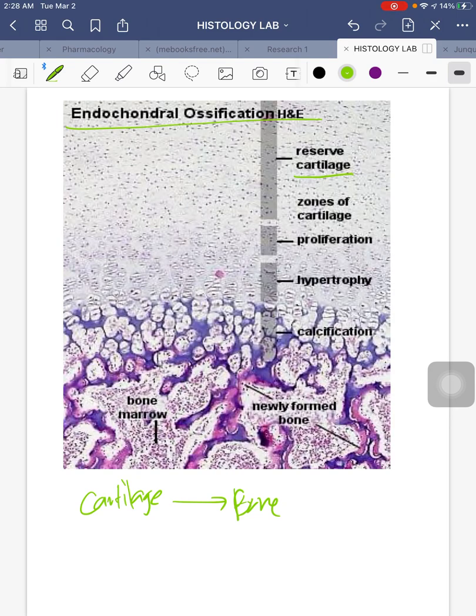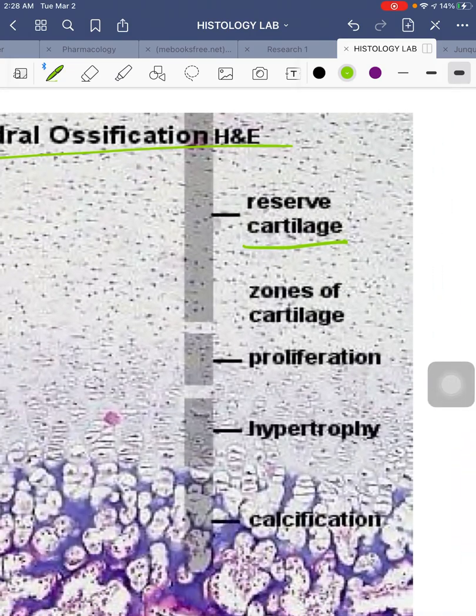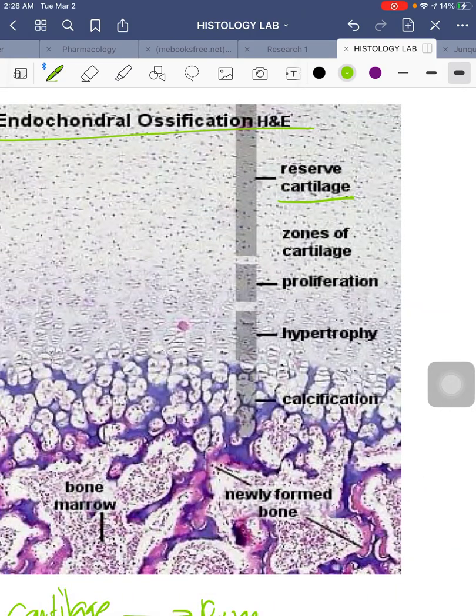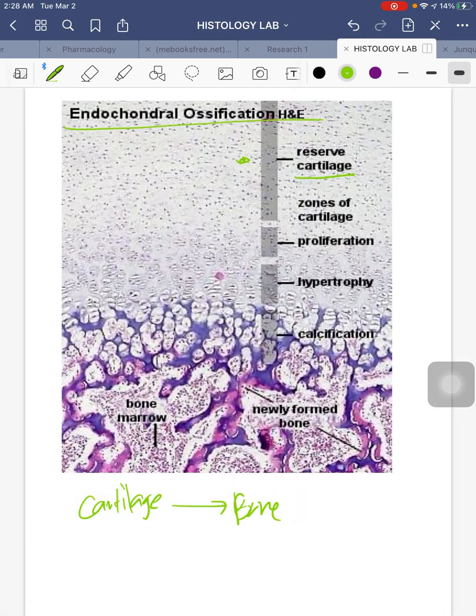This is just the area where you have typical cartilage, so you have chondrocytes housed in lacunae. Next is your zone of proliferation, when your cartilage cells divide and enlarge. Going back, reserve or resting cartilage is when your chondrocytes are just sitting there. When you talk about proliferation, your chondrocytes divide and enlarge.